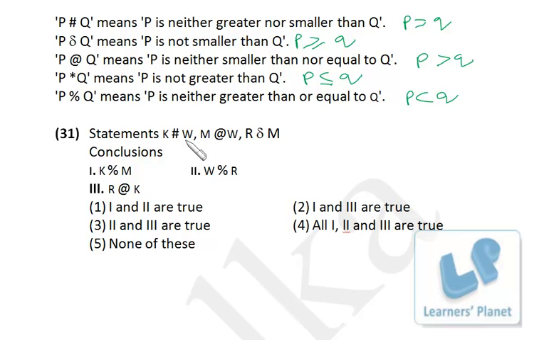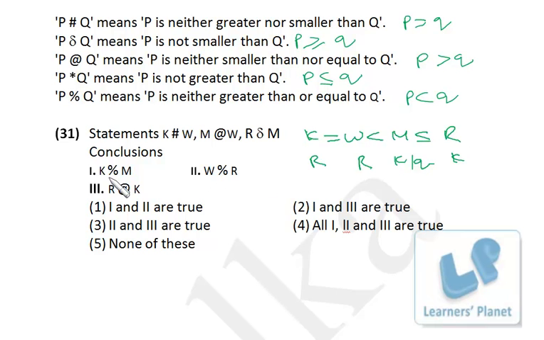K hash W, that means K is equal to W. M at the rate W, that means M is greater than W. R delta M, that means R is greater than equal to M. So the sequence is there. It may be king, maybe queen, it's a rook, and it's a rook.